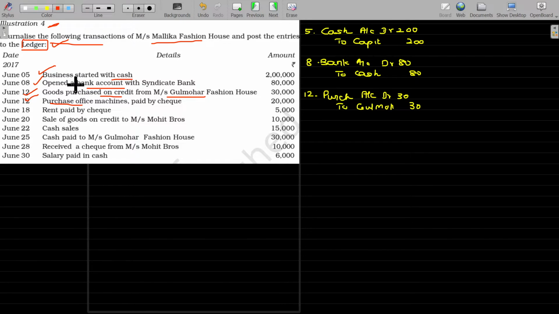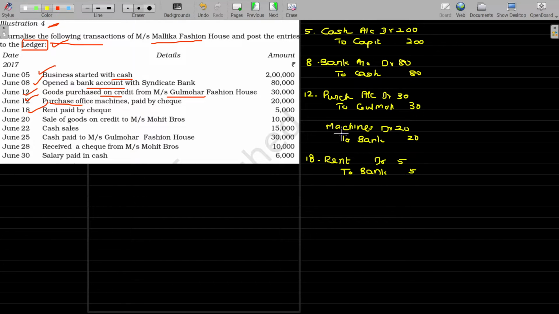Purchase office machines paid by check. So, we purchase the office machines. Machines account debit to bank. Payment is by way of check, no? So, automatically I have to credit to bank account. The value being 20,000. 18th, rent paid by check. So, the entry being rent account debit to bank. This value being 5,000.